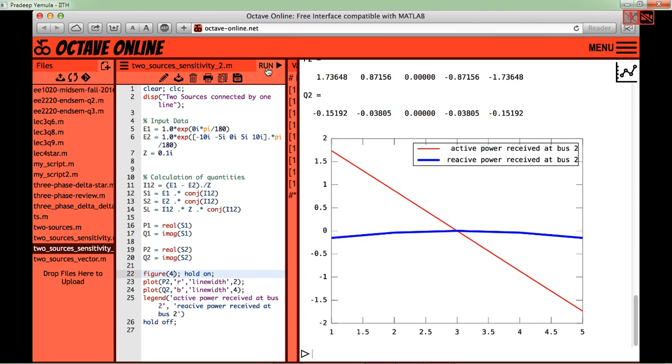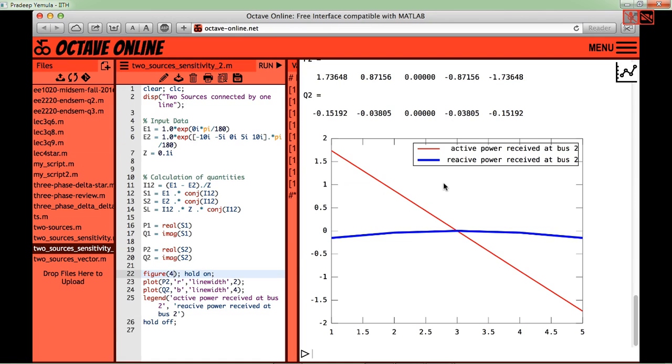So now you see it's a completely different figure. In the earlier case, the blue line was changing and the red line was horizontal, whereas now the red line is changing and the blue line is horizontal. So what is the angle variation? That is -10 degrees to +10 degrees. So the active power flow is changing.